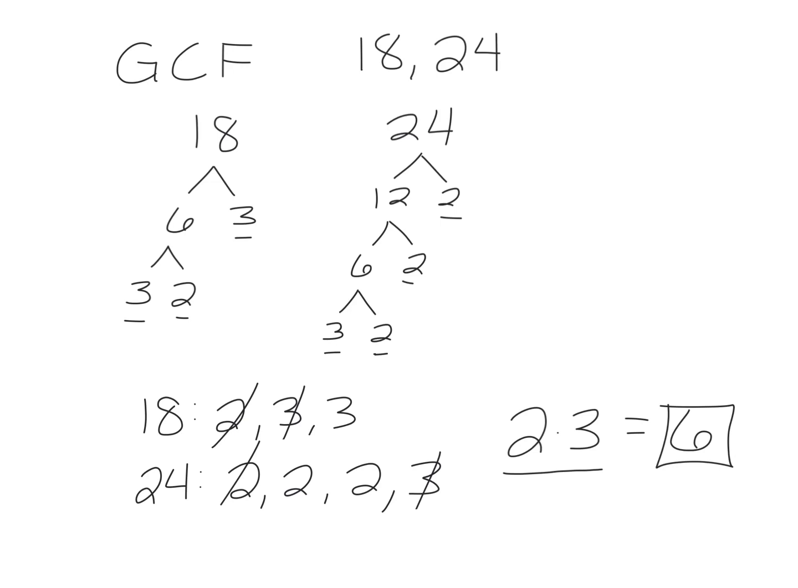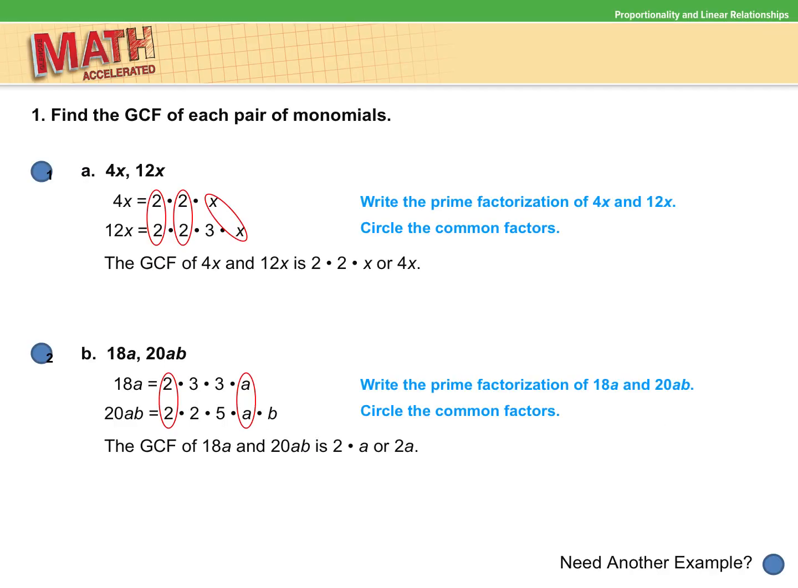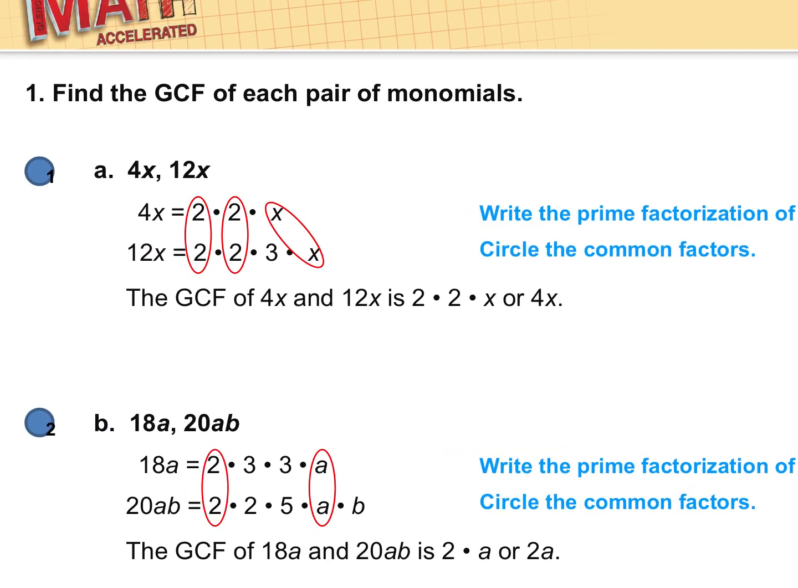Okay? When we get more comfortable determining greatest common factors, we don't even need to worry about the factor trees. But if you need to and you're not sure, go do the factor tree, okay? Okay. What's going to happen if we get x's involved?